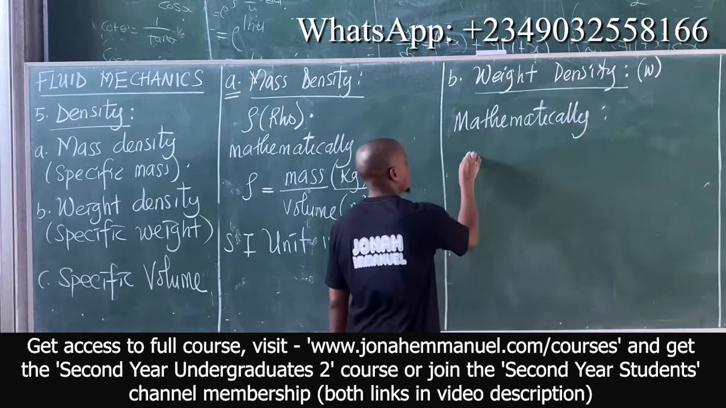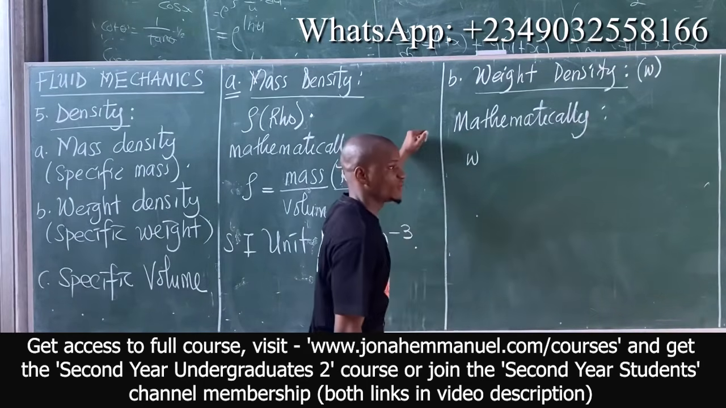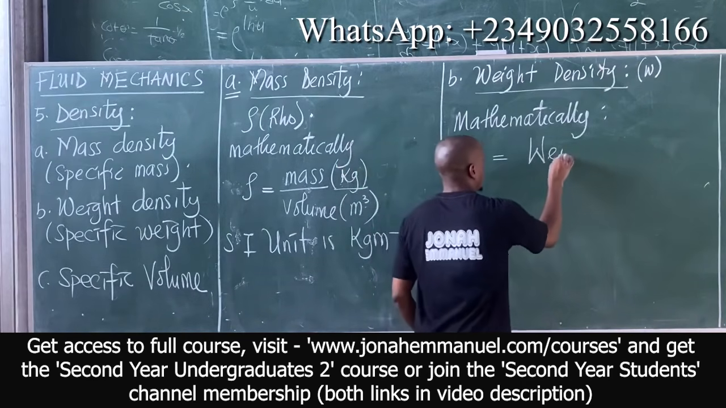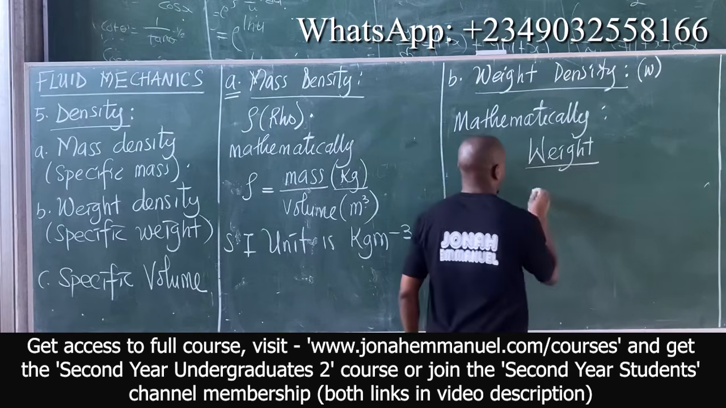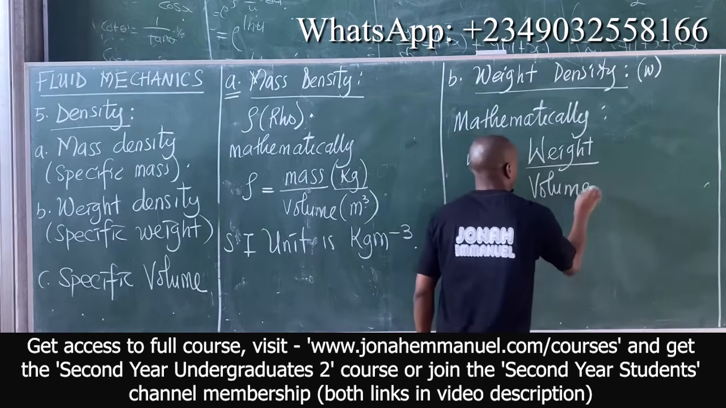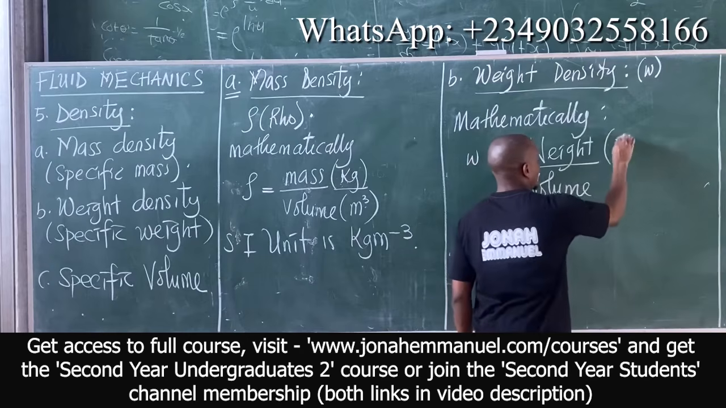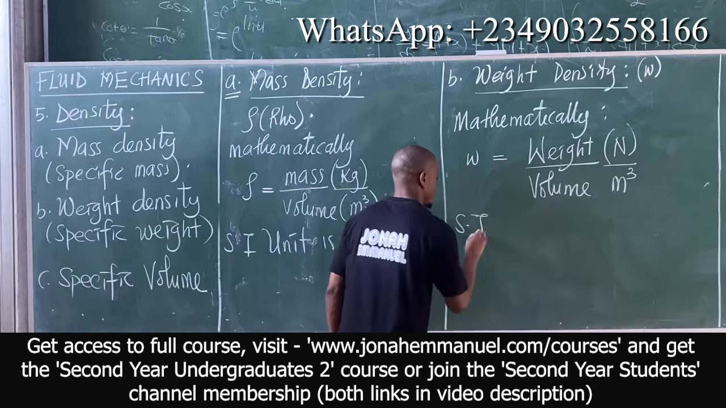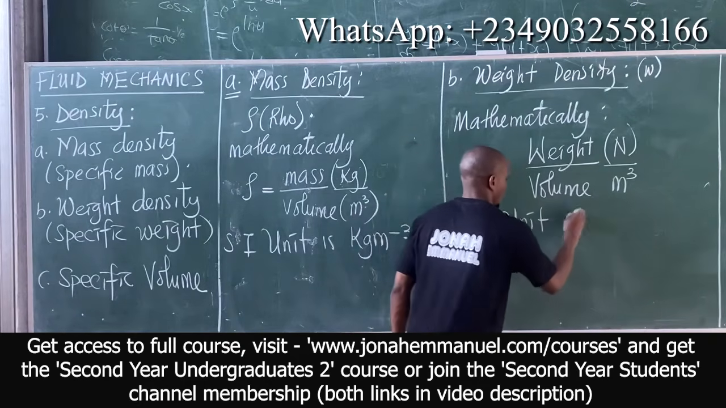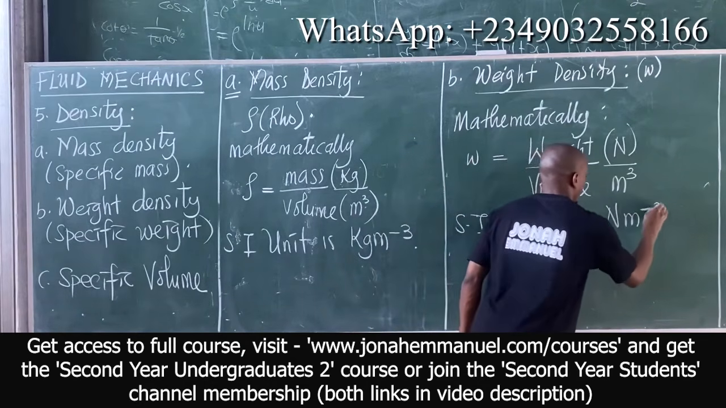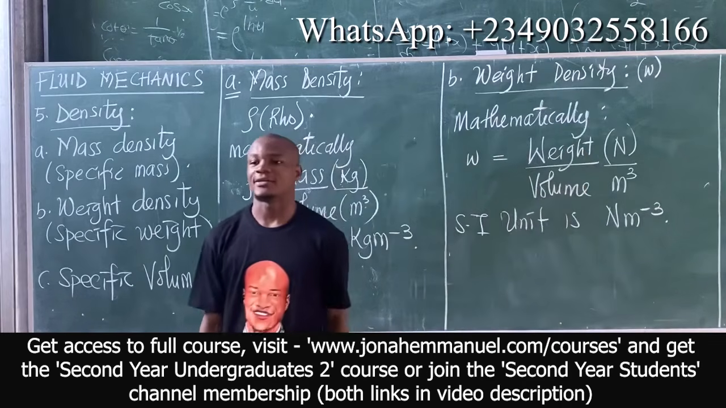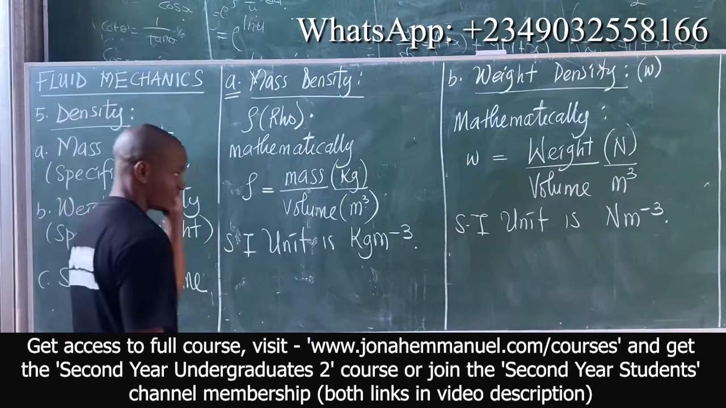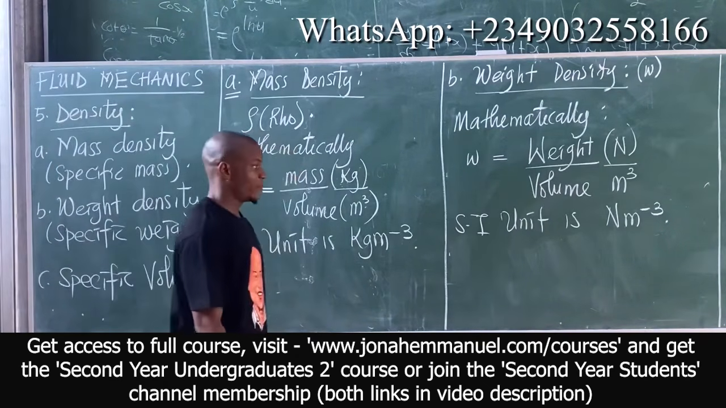Mathematically, weight density or specific weight, small w, is equal to weight over volume. Weight is measured in Newton and volume in meter cube. So your SI unit is Newton per meter cube. Please get this right: the SI unit for weight density is Newton per meter cube.